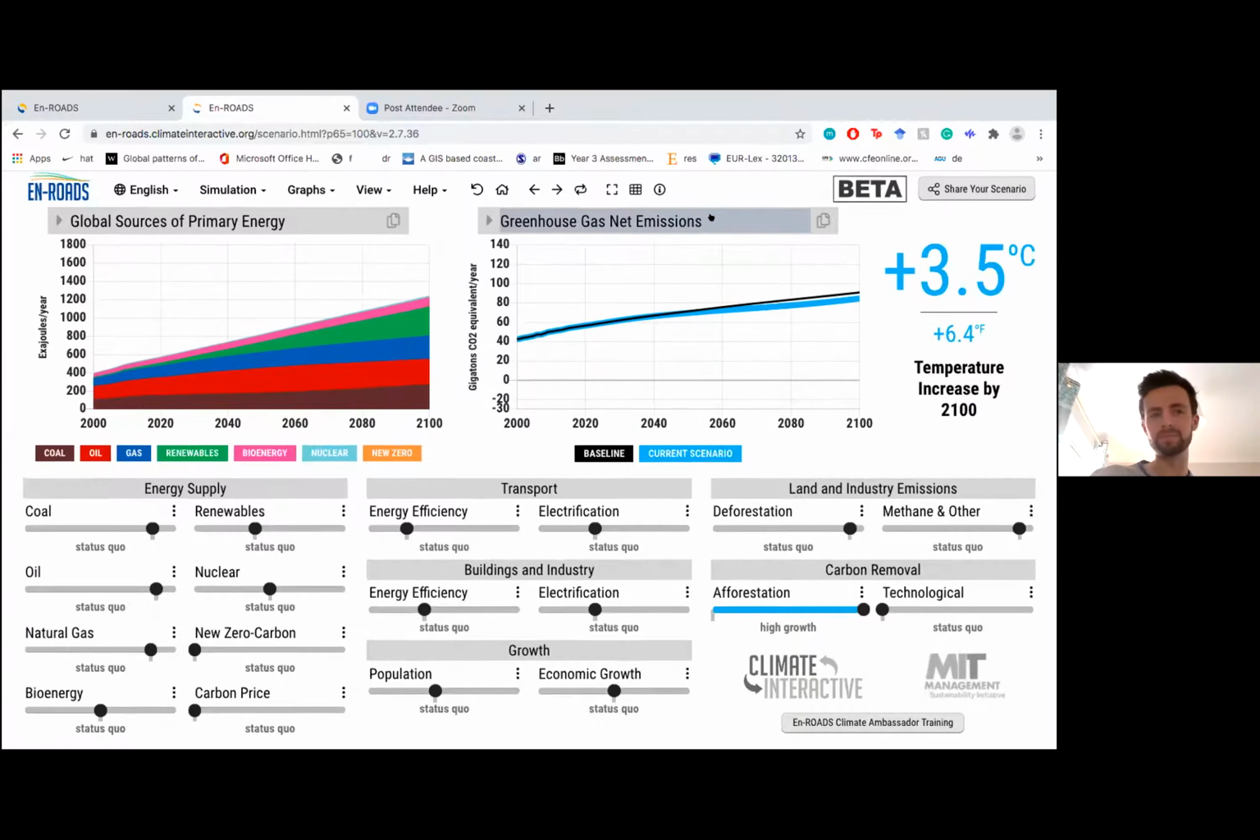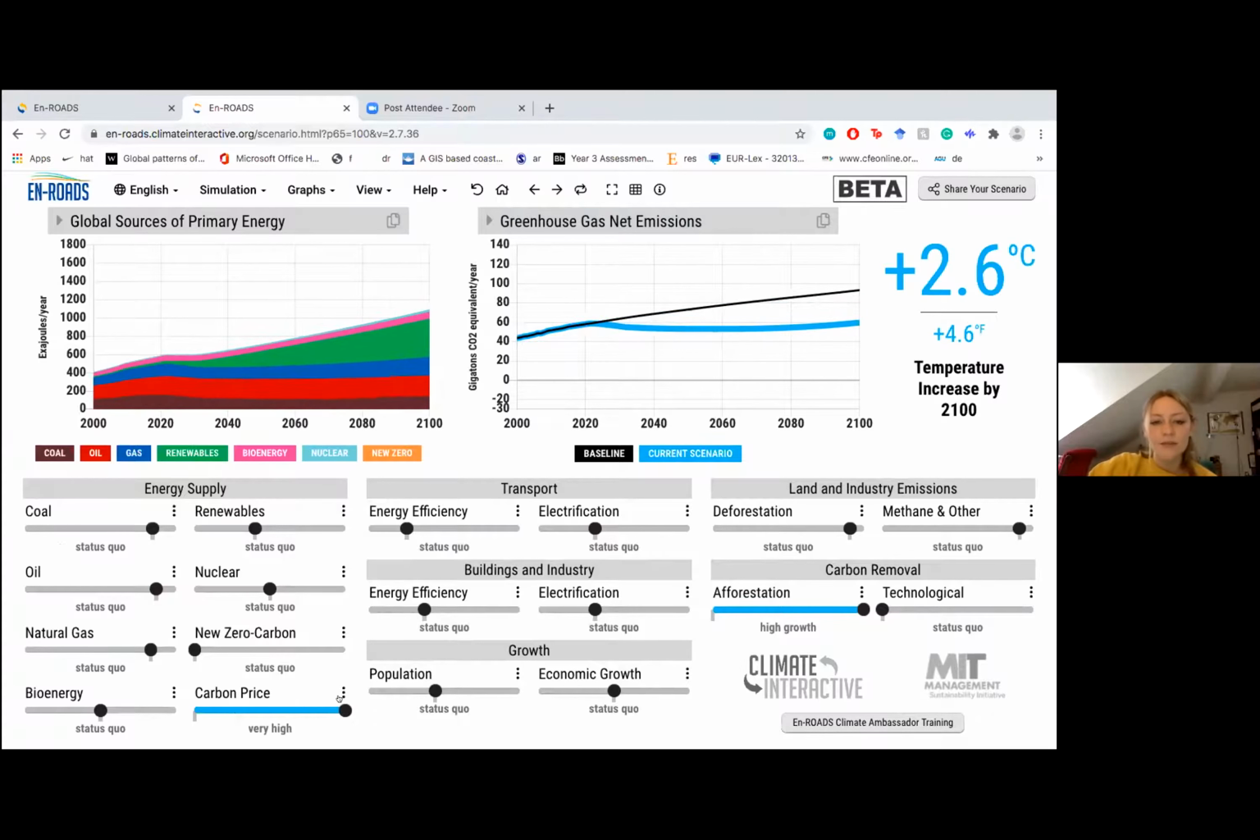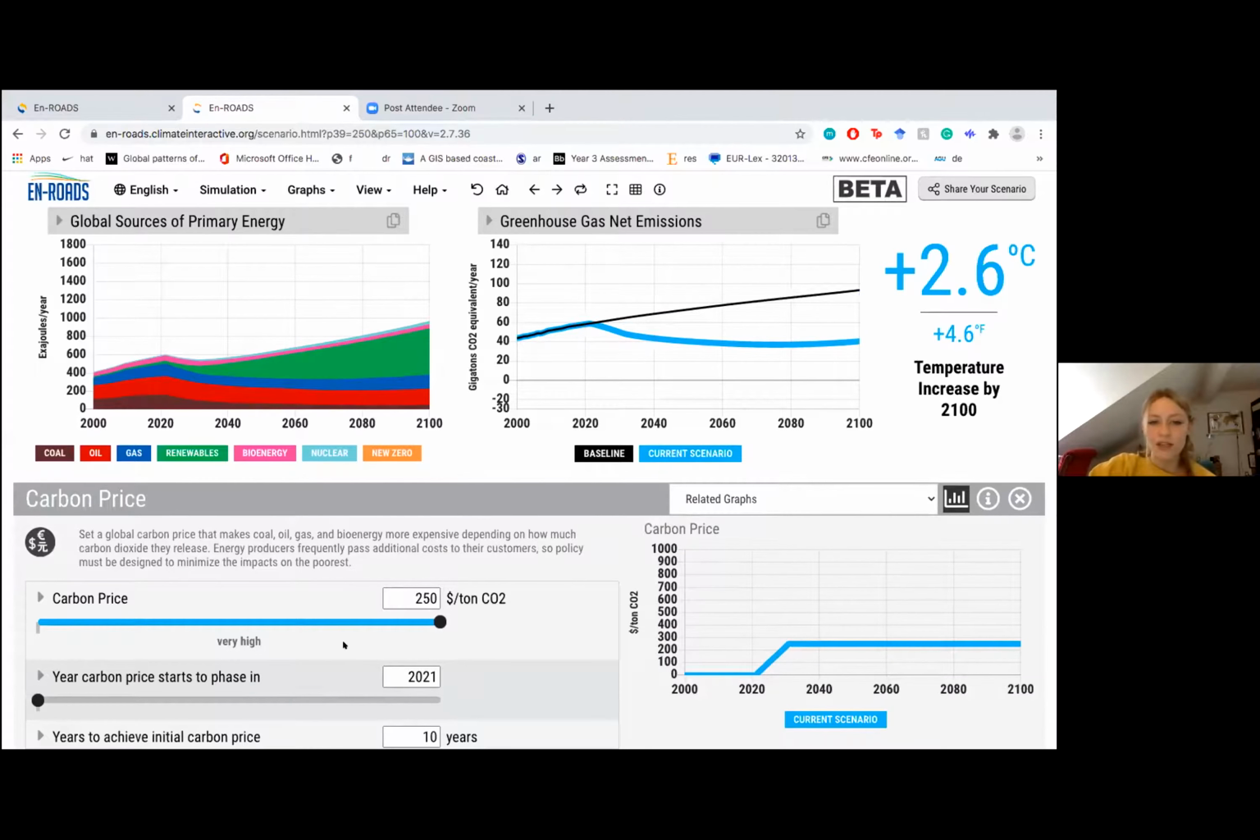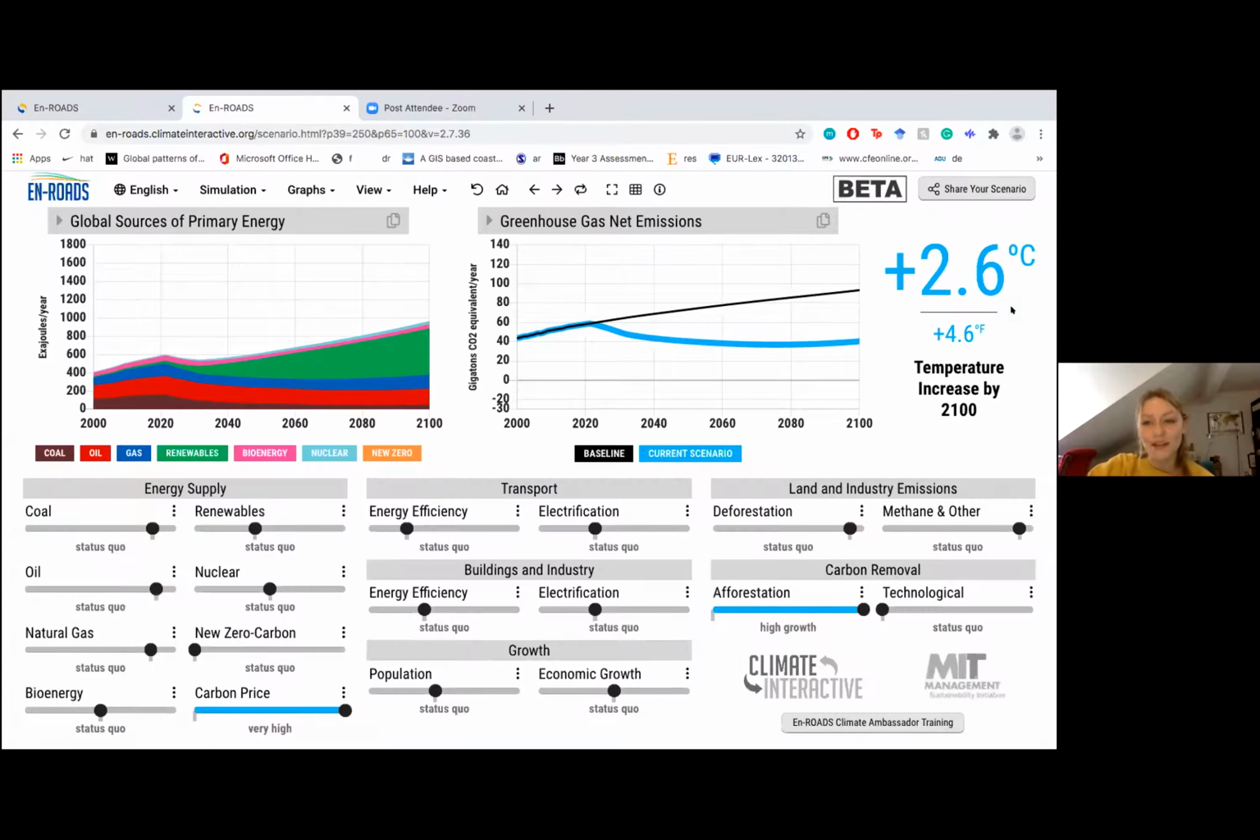What about a carbon price on increasing the bottom left energy supply? Bottom left. Oh yeah, good idea. If you click on these three dots, you can change more specifically, so you can say exactly how much you think carbon might be per ton. We've just put it to very high now, and that's gone down a lot. It's gone down by a whole degree. Wow.